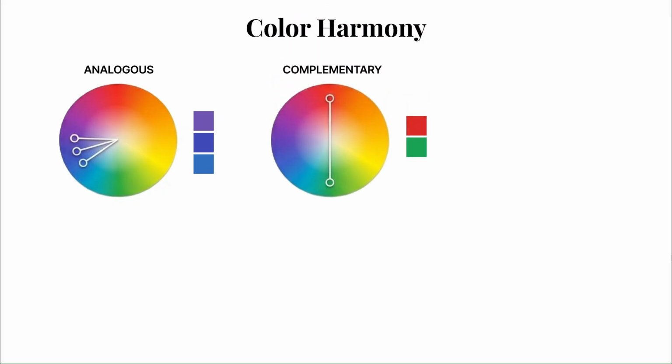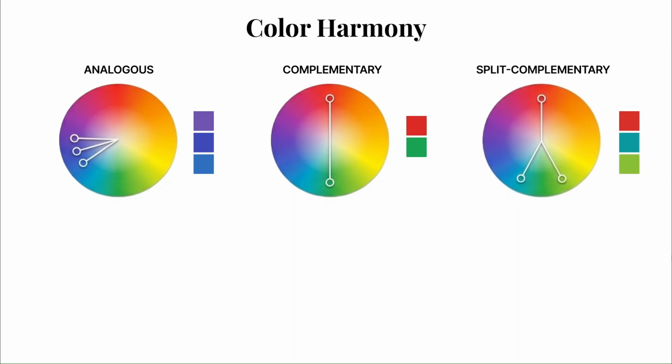Next we have complementary. These are colors opposite each other on the color wheel. They have strong contrast and make elements really stand out. Next, split complementary. Take one base color and pair it with the two colors next to its opposite. This gives contrast like complementary colors but with less tension and drama.